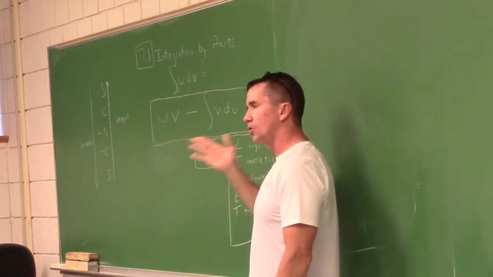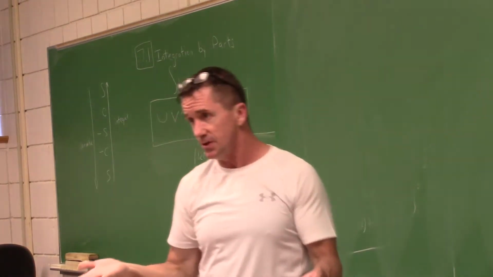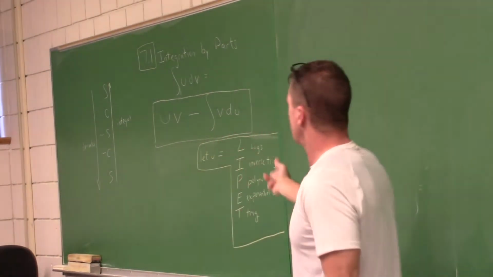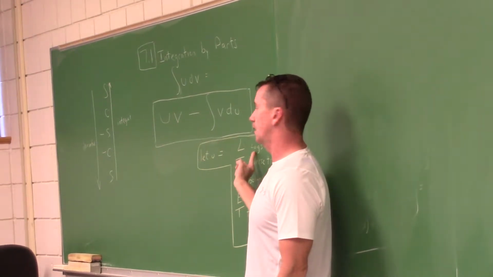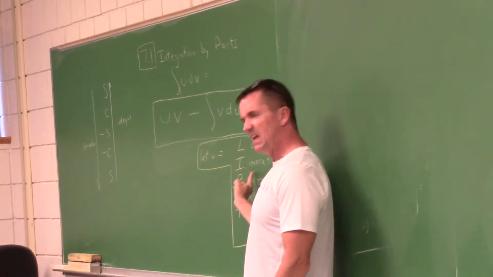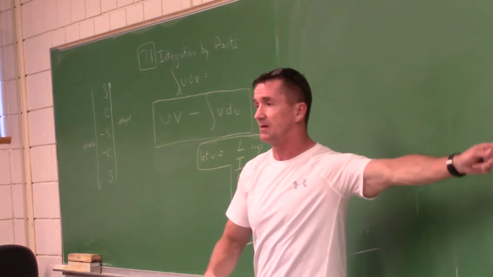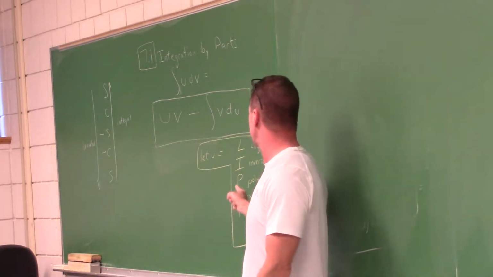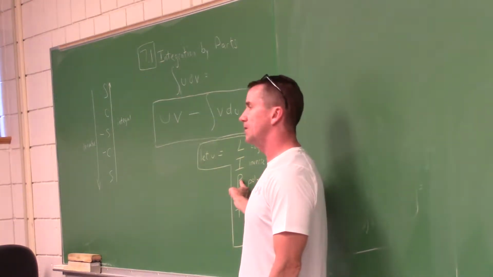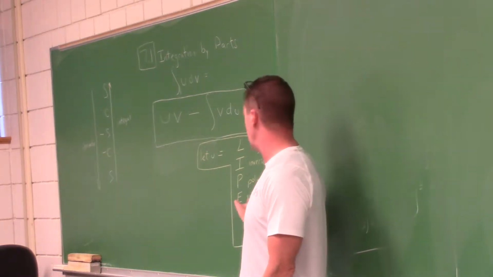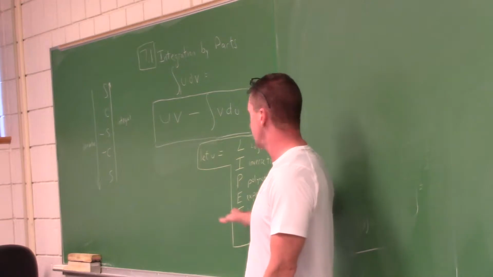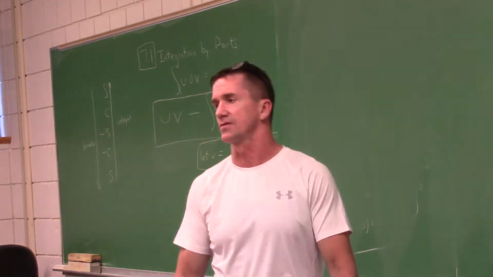If you just want to have an order of what I should let the u equal when I do these problems, in order of preference, L stands for what? Logs. I stands for inverse trig functions, like that arctan we had over there, that inverse tangent of x. P for polynomial, that could be just a letter x, or an x squared. E is e to the x, exponential, and T would be last, just being a trig function.